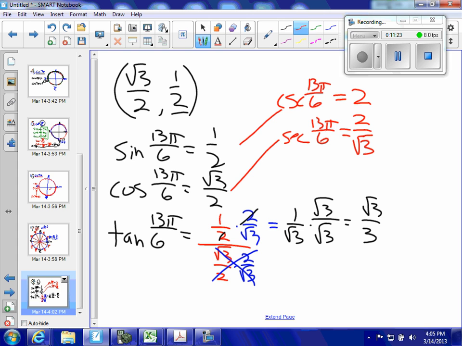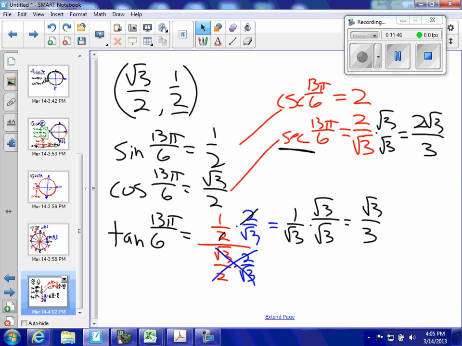Except now I need to get rid of my radical in the denominator, so I'm going to multiply by radical 3 and radical 3, and that gives me 2 radical 3 over 3. That is secant of 13 pi over 6.